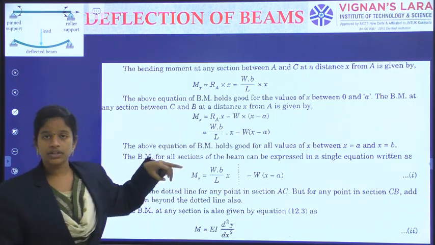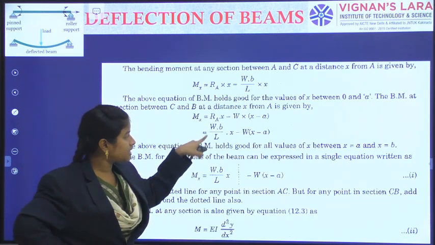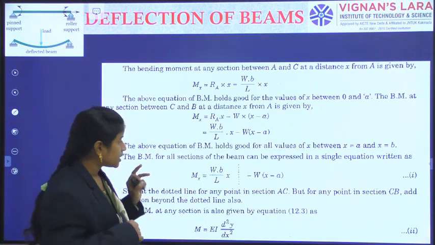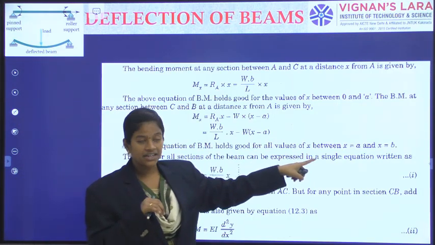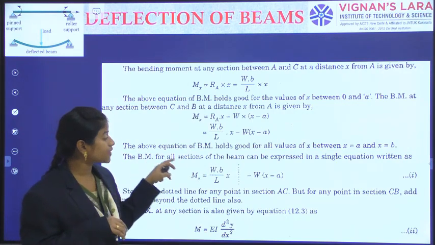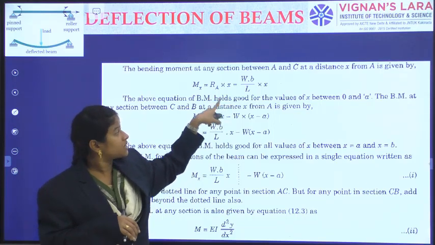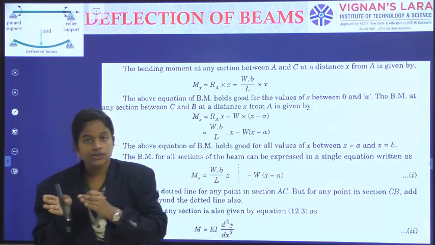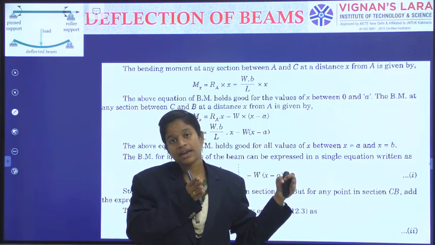Now, in these two terms, the first term is Wb by L into x, and here also the first term is Wb by L into x. So the first term is common. Now, the main step involves only here. The first equation holds good for values of x from 0 to a, and the second equation holds good from a up to L.